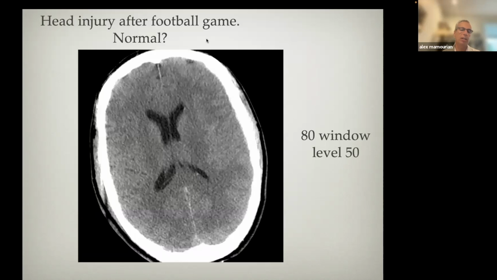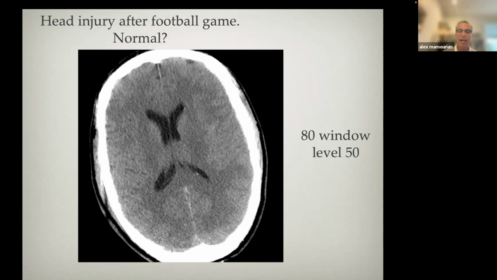Now let's look at this case. Here's a young patient who was playing contact football. Obviously, it could be American football, could be European football, but in any event, head trauma is fairly common. So the patient has a head CT scan. Now let's look at it. We look at this in an 80 window, level 50. This is kind of a standard CT depiction of anatomy, right? That's kind of a standard window level for head CT.